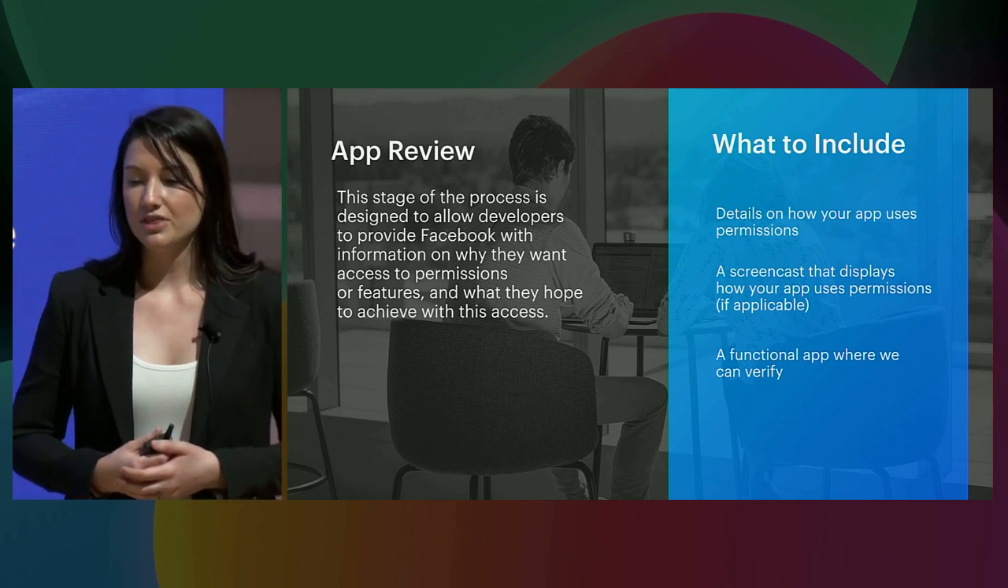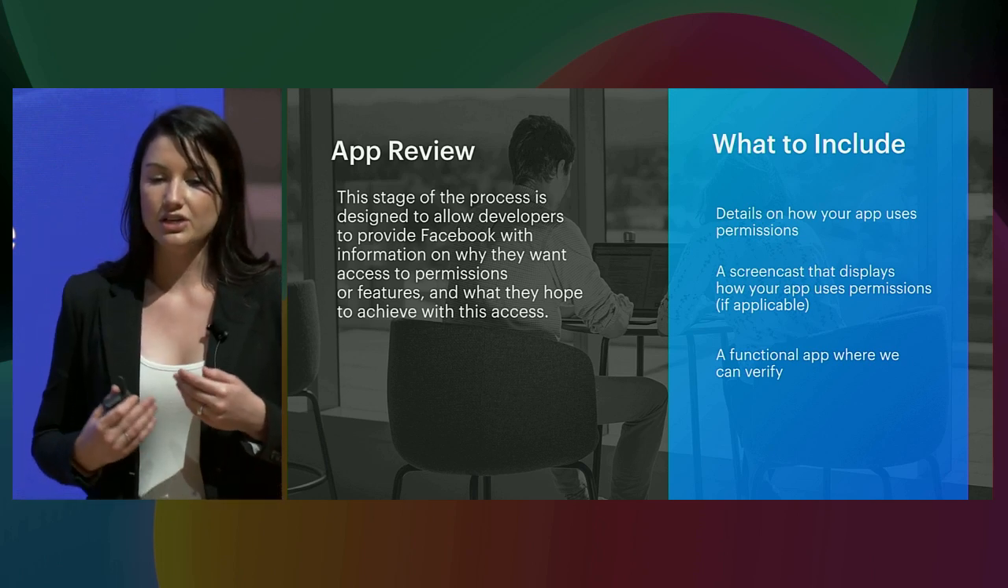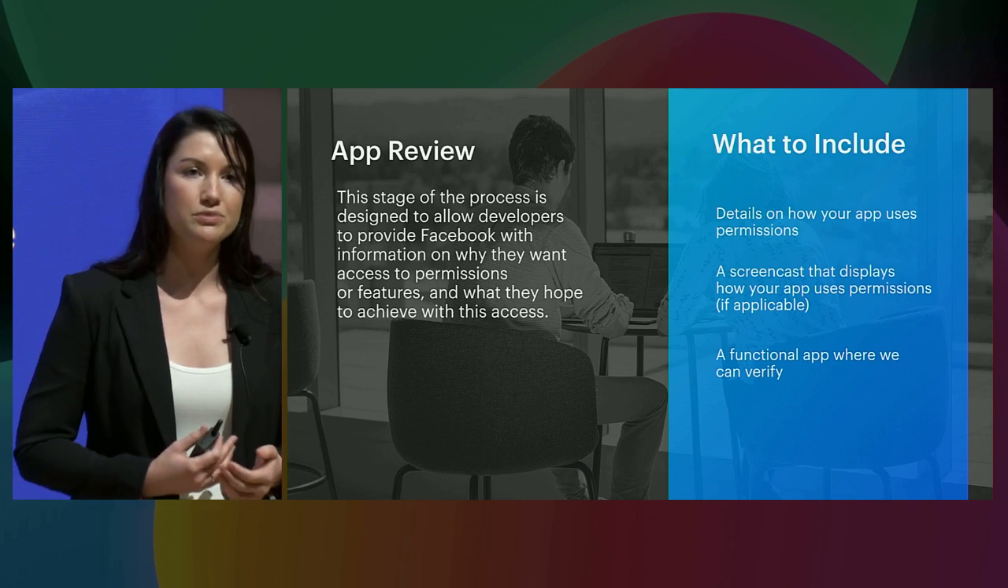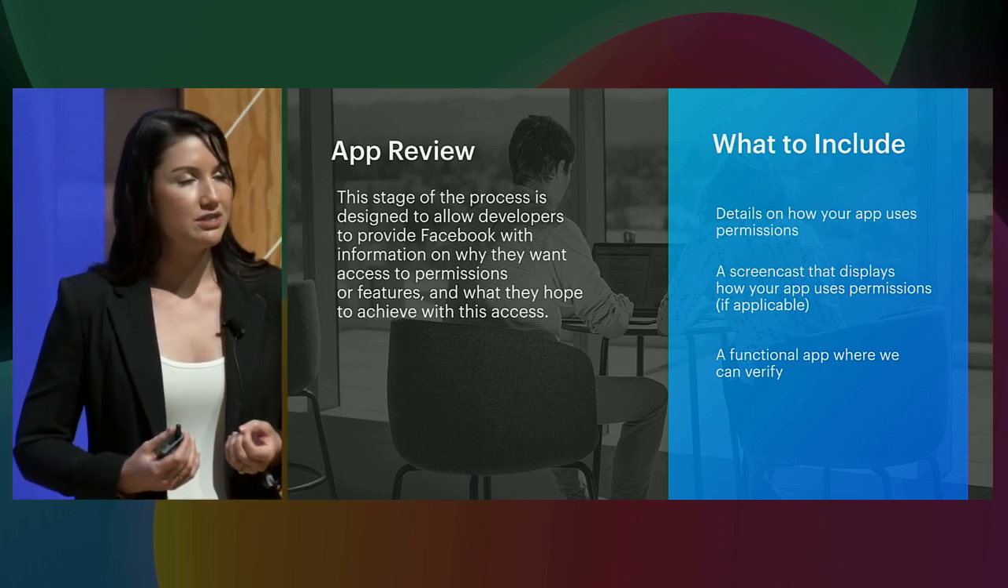To recap, the most important thing that we need from you in review is a clear explanation of how you hope to use the permissions you're requesting. Note that for many permissions, our reviewers also need to see how you hope to use the requested permissions firsthand. For example, for the Publish Pages permission, which allows an app to programmatically post onto a Facebook page, our reviewers need to see a real post that was published by your app in order to verify and approve your request.